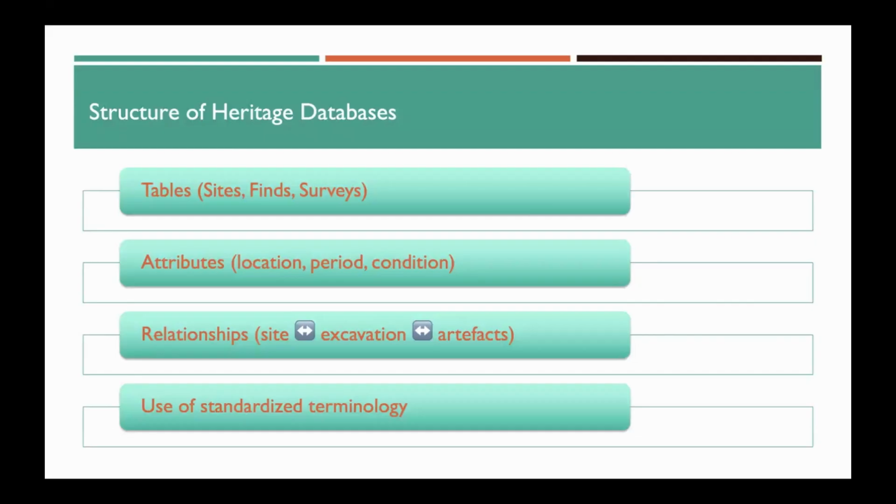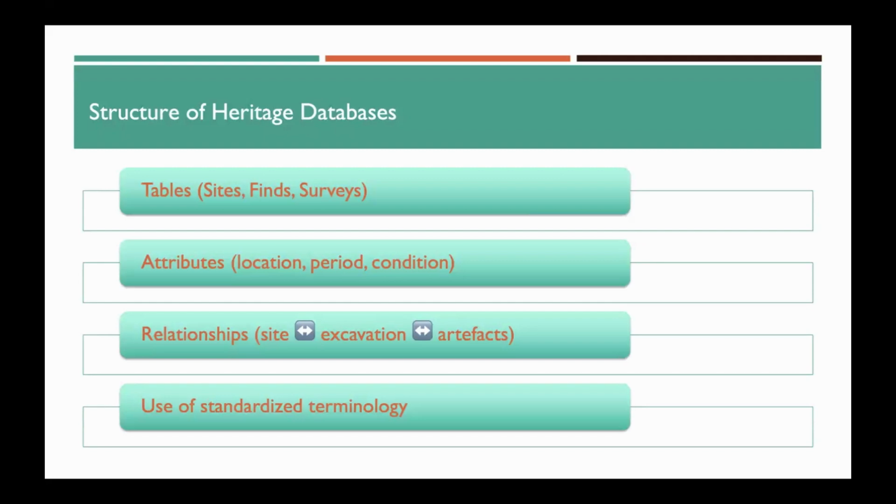Today, most systems are built using relational database structures, where different types of information are linked together through relationships. For example, a site record can be connected to an excavation season. Excavation can be connected to artifacts. Artifacts can be associated with photographs, drawings, or analytical reports. This creates a much richer and more flexible system for managing archaeological information.